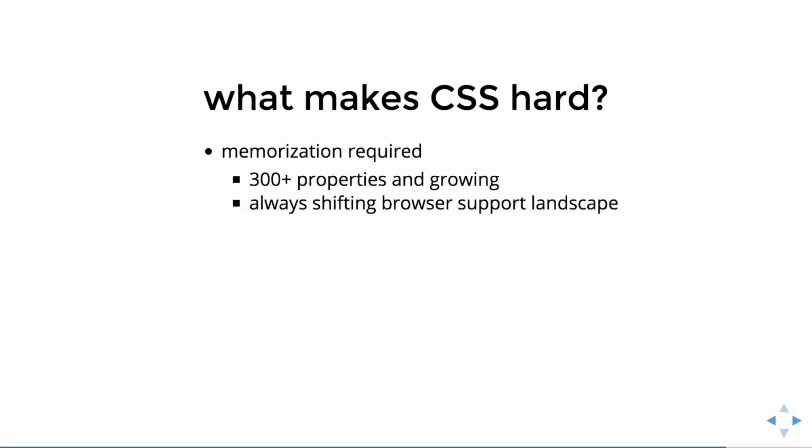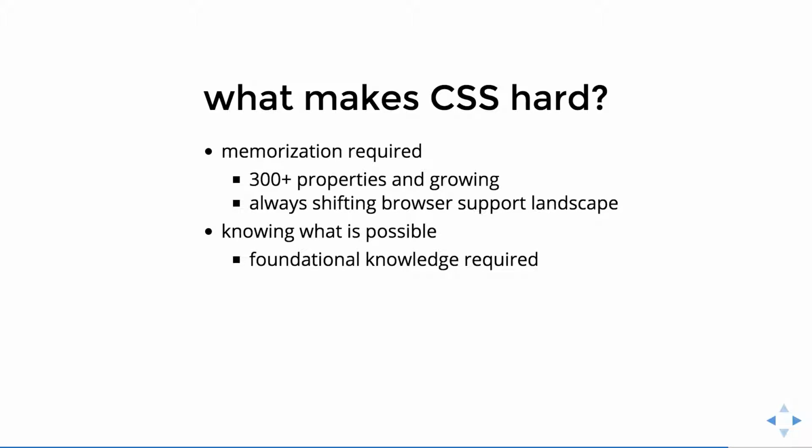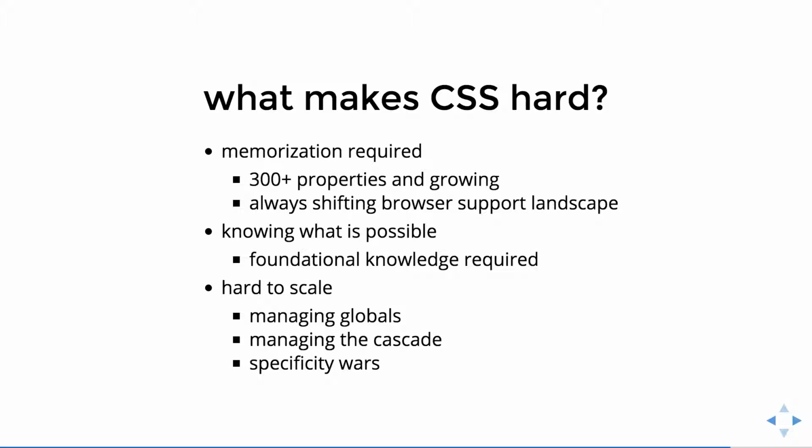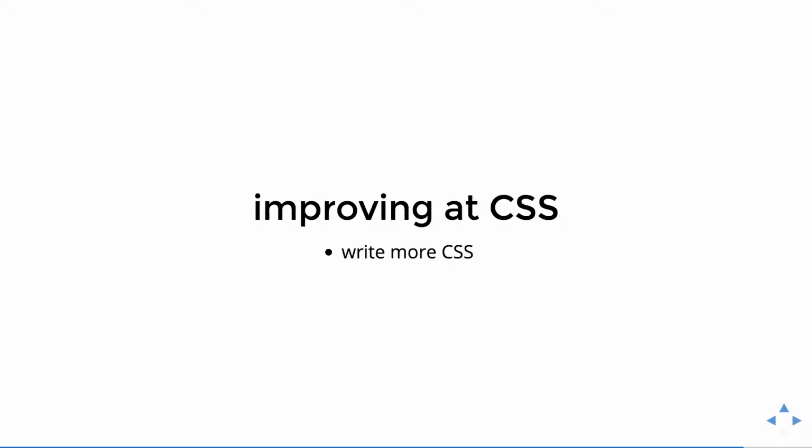Well, it's hard. First, you have to memorize a lot of things. You have to know what's possible, and that takes some experience. It's hard to scale, we talked about that. Managing globals, the cascade, the specificity wars, and acquiring other people's code is always the worst thing in the world. So how do you level up on some of those? Honestly, for the bulk of that, the memorization stuff, just write more. You're not going to get properties until you just write it. There's nothing besides writing that you can do to help you there.